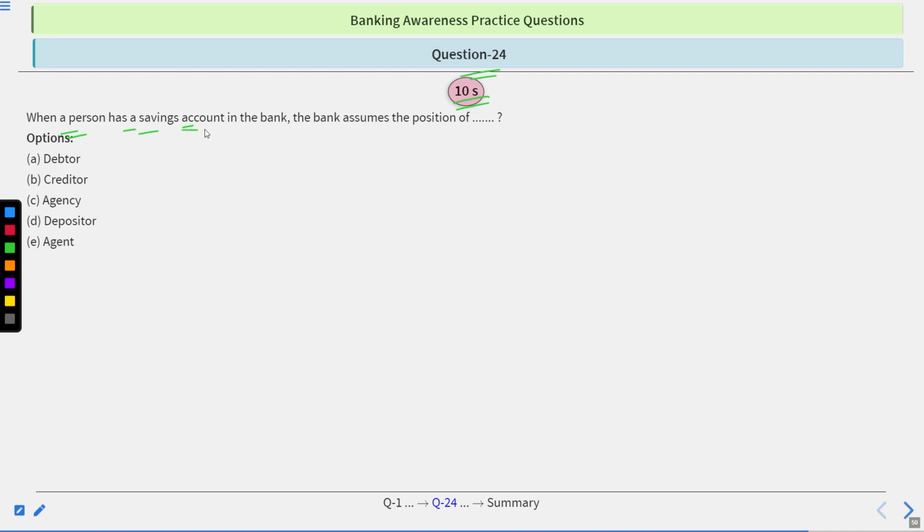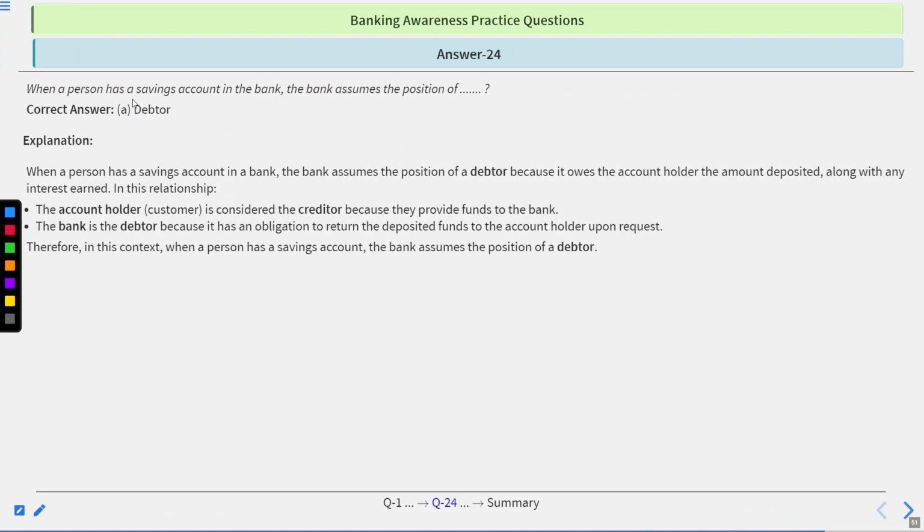Question number 24. When a person has a savings account in the bank, the bank assumes a position of: debtor, creditor, agency, depositor, agent. To answer this, you have 10 seconds. Time starts now. Time's up. Correct answer is debtor.